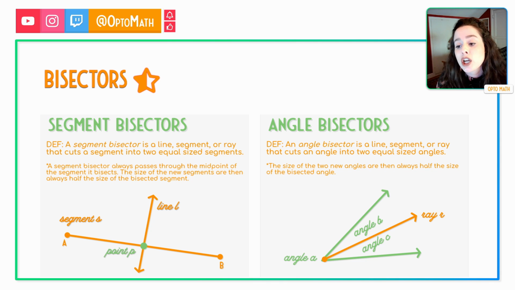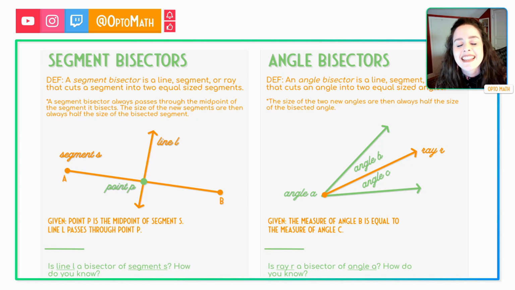Now, this can occur with two different types of things: a segment bisector or an angle bisector. When you're bisecting a segment, you're cutting a segment into two equal-sized pieces. When you are bisecting an angle, you're cutting an angle into two equal-sized pieces. Let's take a look at segment bisectors.